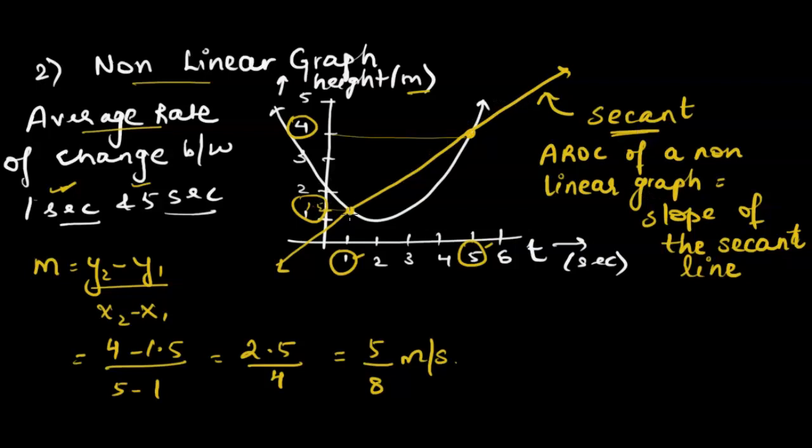You can either use the same points that are given in the question, or you can use any other points on the line that would give you the slope of this line. And slope of this line, that is the secant line, will automatically give you the AROC of this nonlinear data.